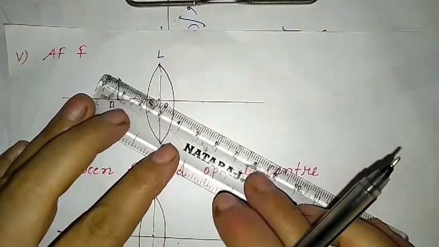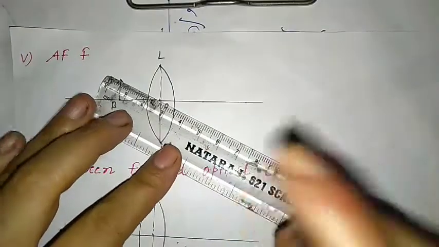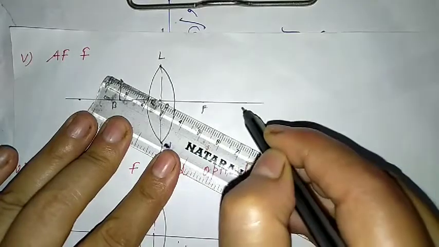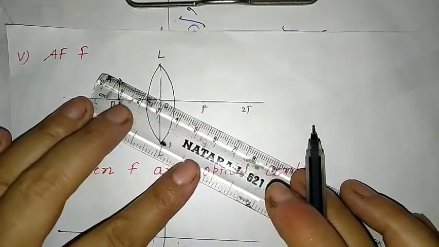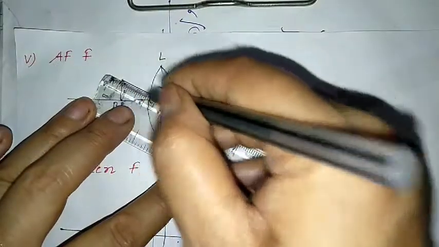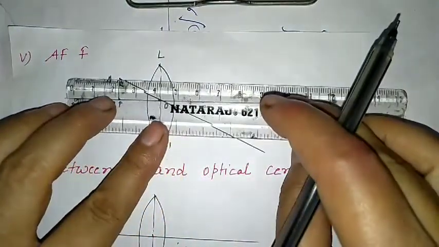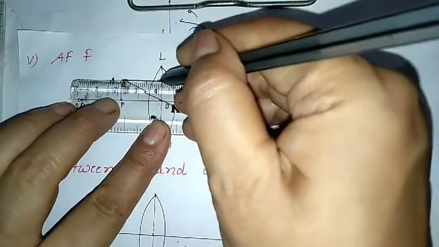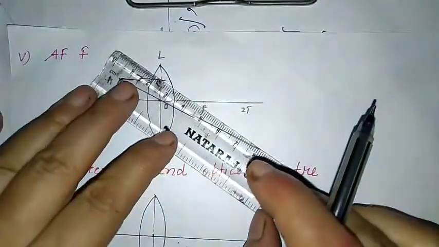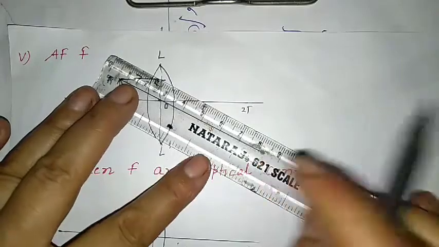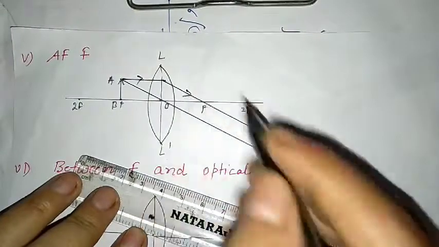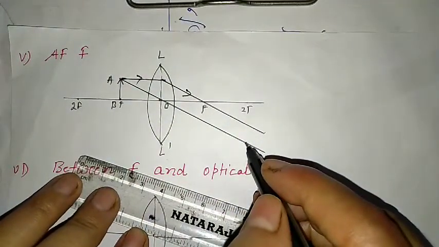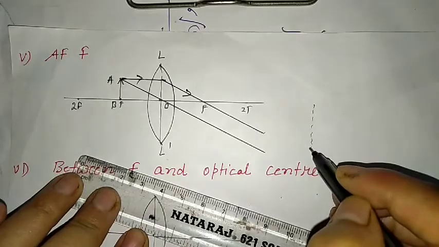So here the ray will pass through the optical center. This one is F, 2F. The ray will pass through the optical center from the head. Other ray is parallel to the principal axis. After refraction will pass through the focus. So they will remain parallel to each other. It means that where the image is formed, somewhere at infinity.